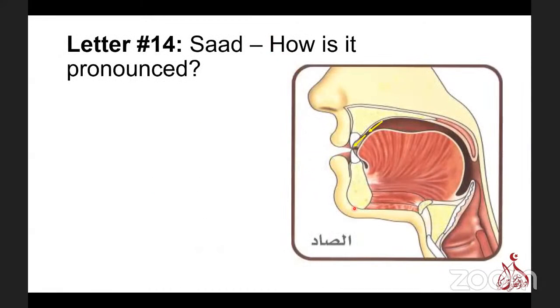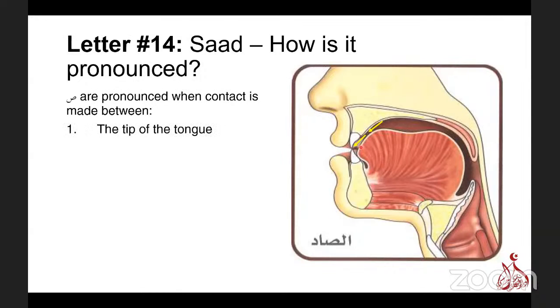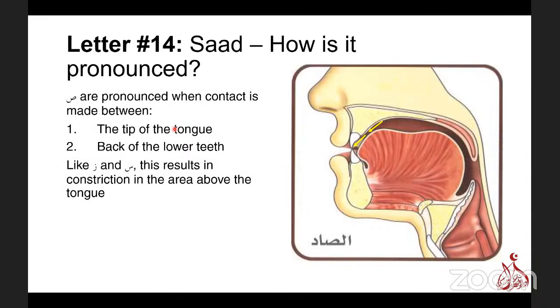So first is, how is the letter Saad pronounced? Saad is pronounced when contact is made between the tip of the tongue and the back of the lower teeth. So the tip of the tongue is going to be touching the back of the lower teeth when the letter Saad is pronounced. Like Za and Sin, because the tip of the tongue is on the lower teeth, there is a very small area above the tongue, a very tight space. And when we let out the letter Saad, it creates a slight whistling sound, which you talked about before, which is called the sound of Safir.